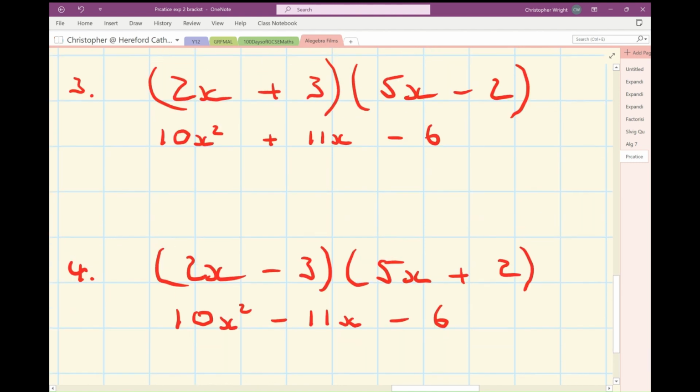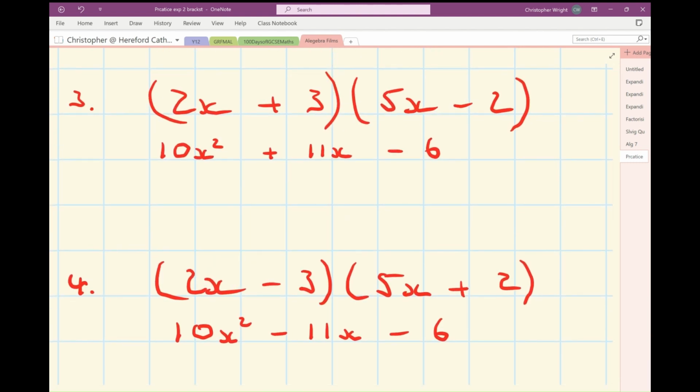Let's have a quick look at 3 and 4 together. Now look at that. Both of them have got 10x squared. Of course they have. Both of them have got minus 6. The top one, because it's plus 3 times minus 2. And the bottom one, because it's minus 3 times plus 2. And then I see that my number 3 here has got plus 11x, and number 4 has got minus 11x. That's because the top one had plus 15x minus 4x, and the bottom one had minus 15x plus 4x.